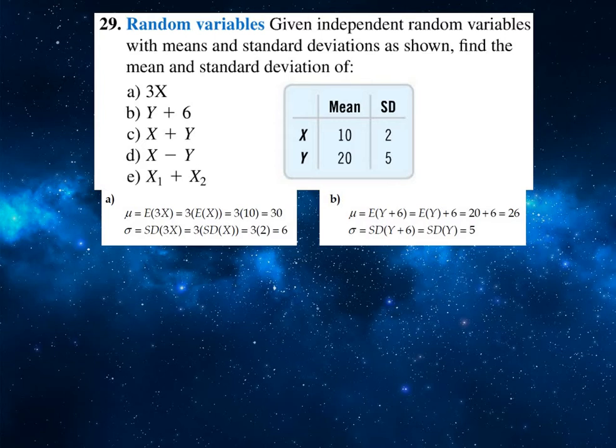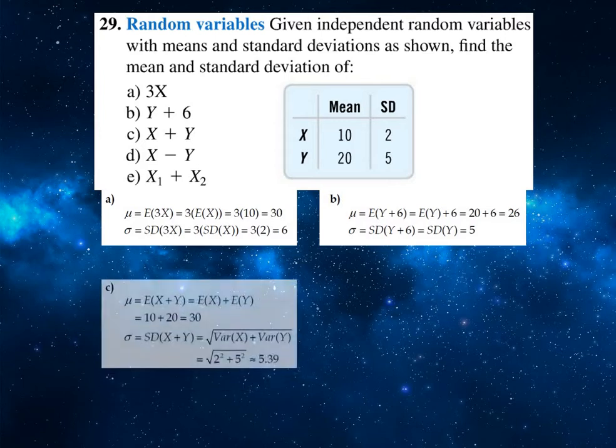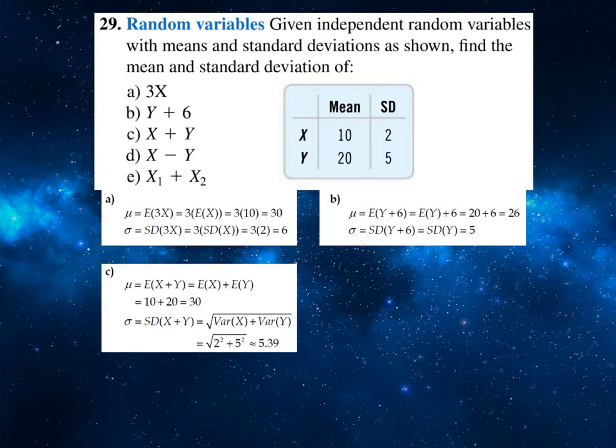Now, C, D, and E is when we're now combining random variables. So addition, subtraction, all of that stuff plays a role. So for part C, the expected value is 30. Your standard deviation, so you've got to do the math with the variances, but the standard deviation ends up being about 5.39.